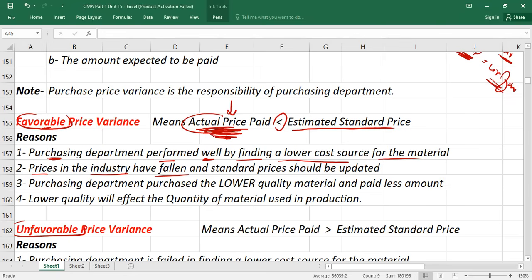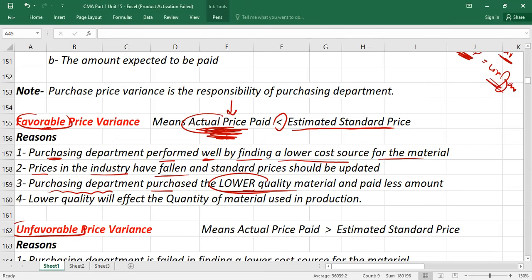Third reason why the actual price is less: maybe the purchasing department purchased lower quality material. This could be the reason your actual price is less, but this is the negative reason because they are compromising on quality. Obviously, when you buy a B category material, not A category, you would pay less price, right or wrong? So when your purchasing department selects the item with cheap, inferior quality, you would obviously pay a lower price for that. This is the negative reason, not the positive.